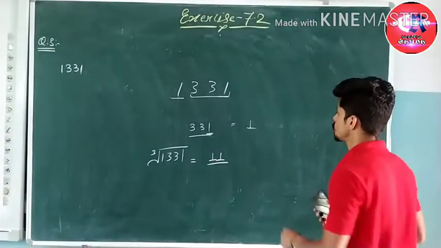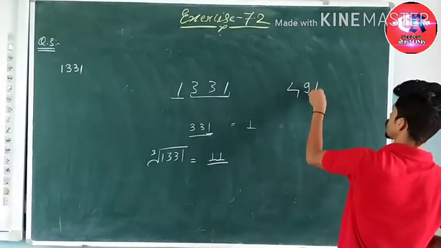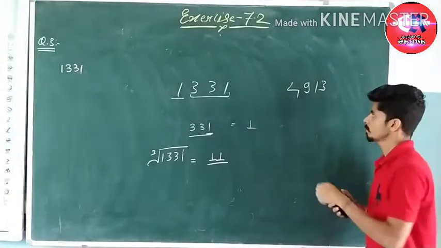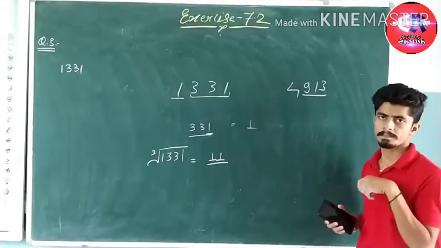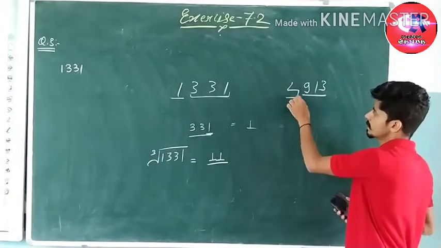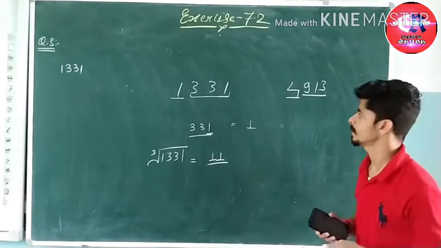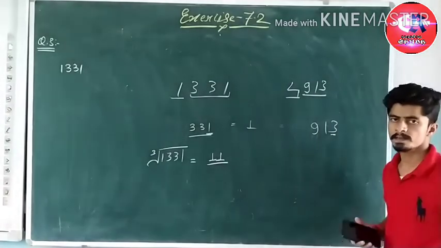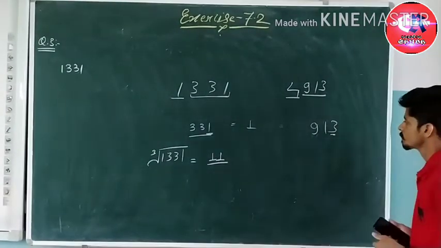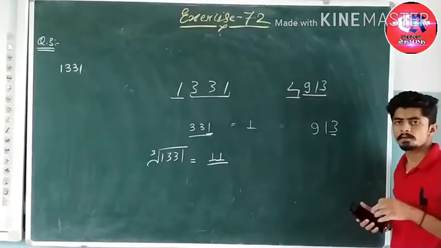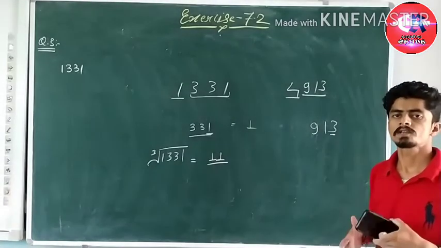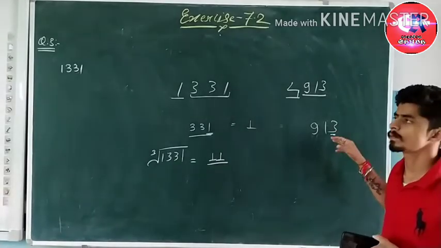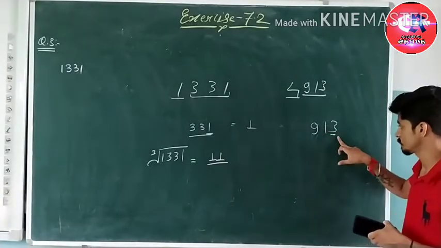Now the second number is 4913. Similarly we have to do the same. We have to make a pair of 3 numbers from right to left, then the rest of the digits will make the second pair. Now we have to consider 913 and the unit place is 3. So we have to find a number whose cube has unit place equal to 3.